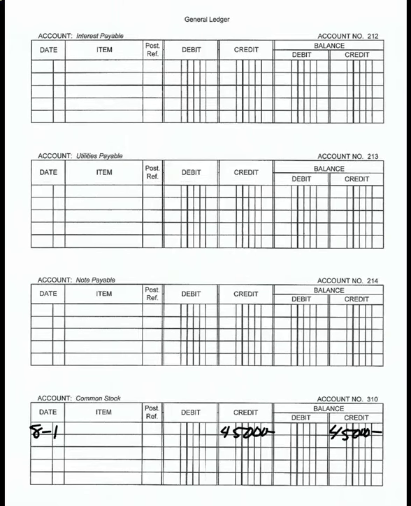And I see I didn't get this erased as well. My eraser here. All right, so let's start from the very beginning then. So also on August 1, this time we had a credit to the account. So we credited common stock 45,000. There was no balance, so that puts a balance of 45,000 in that account.